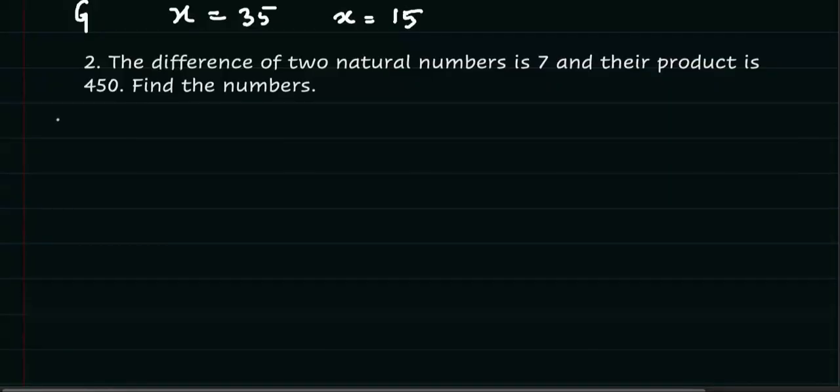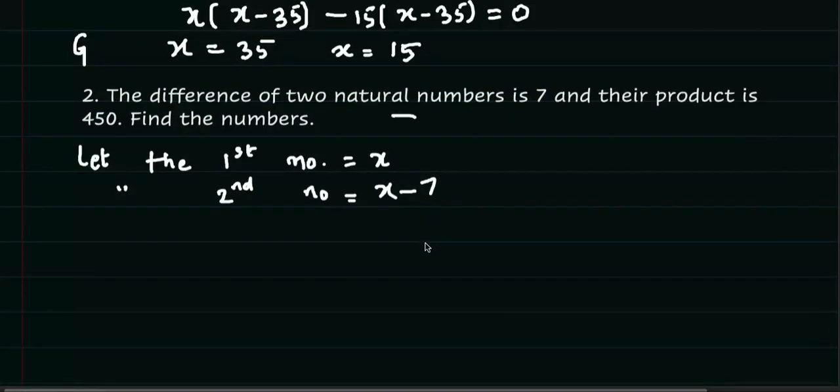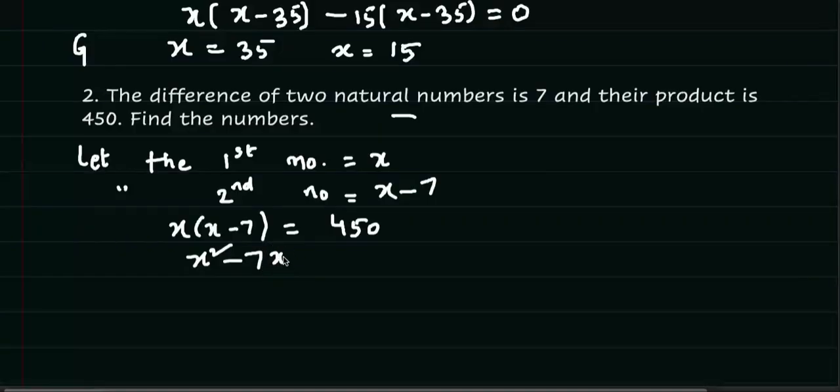So let the two numbers be x and x minus 7. Got it? And if you multiply x into x minus 7, the product should be equal to how much? 450. x square minus 7x minus 450 equal to 0. So if you multiply, you should get negative 450 x square. If you add, you should get negative 7x.